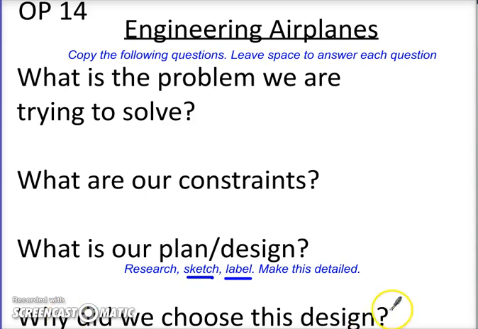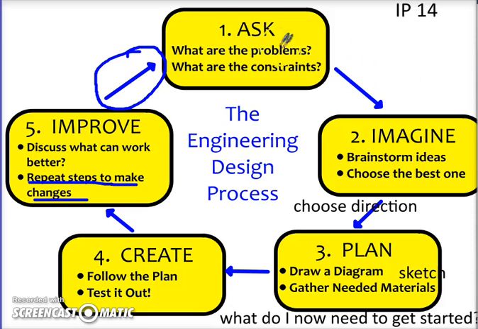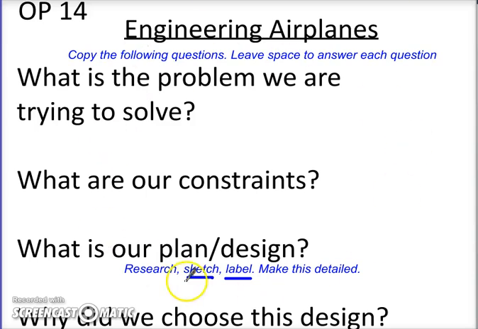Then finally, I want you talking with your group about why you chose this design. What was the reason for this plan? So basically what you're doing today is steps 1, 2, and 3 of the engineering process as you're now applying it to your paper airplane.